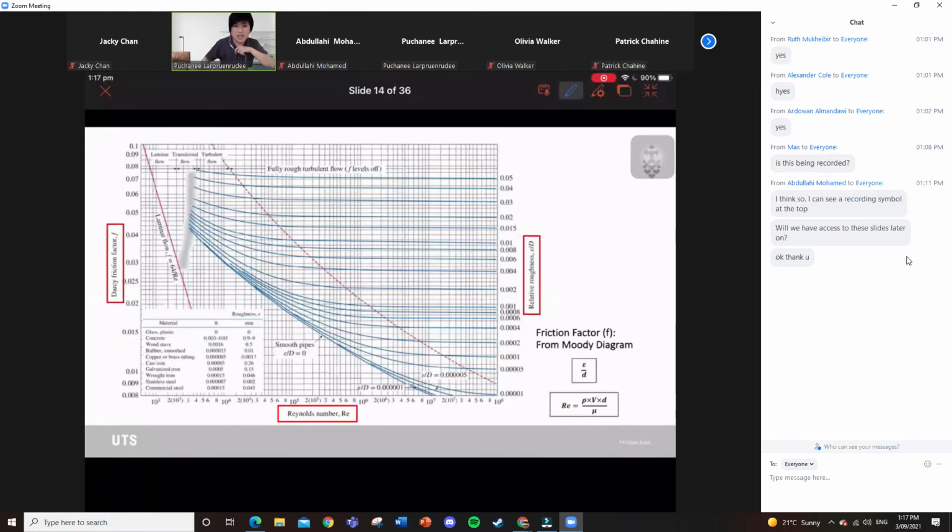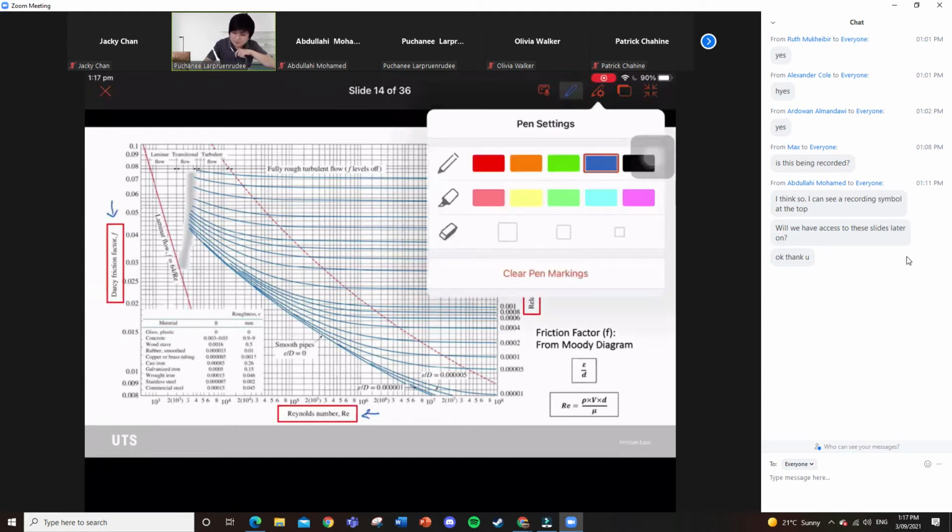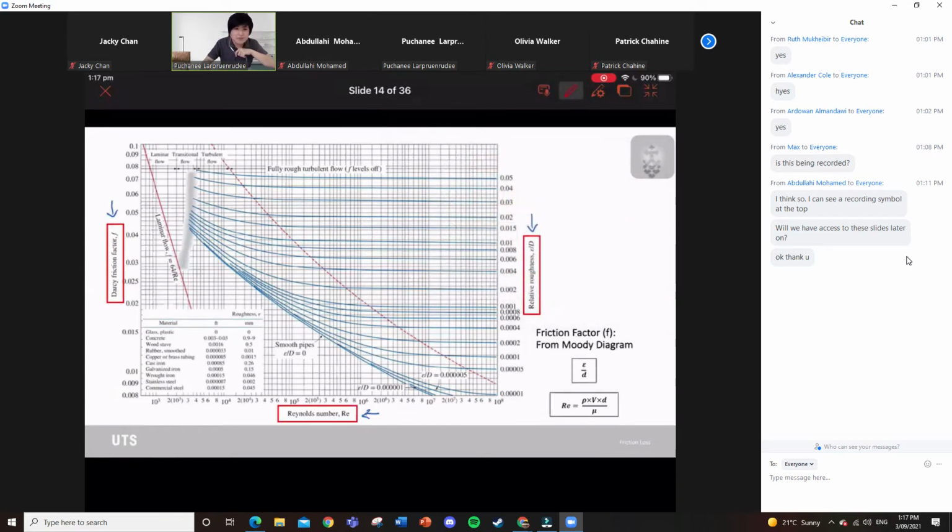Here is the Moody diagram. So this one is for the Reynolds number, and this one is for relative roughness. This one is the friction coefficient that we need to find out. And as I said before, you need to find the roughness. The roughness of the PVC, which is made from plastic, is in this small section here. You will have the roughness in this case is 0 millimeter.